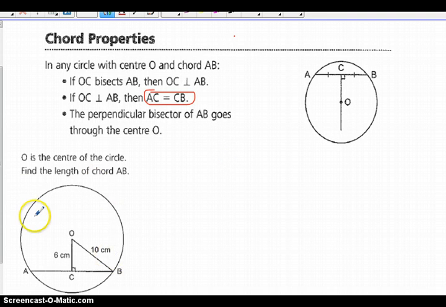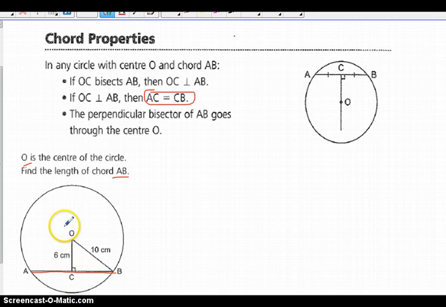In this example down here, it says O is the center of the circle. Find the length of chord AB. Here we have a right angle. OC is perpendicular to line AB, which means it's also perpendicular to AC and CB. Looking at the big picture, we want to find AB, this line here.